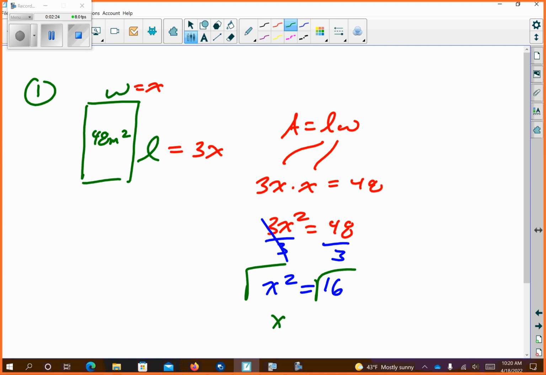If I take the square root, do I worry about, because of length, the plus and minus component, or do I always just go with the plus? Yeah, it's always going to be plus because it was a length. Okay, so if our width is 4 meters, then our length would be 3 times 4, which is 12 meters. So there's my dimensions of my length and width. Okay, so that was problem number 1 on page 173.